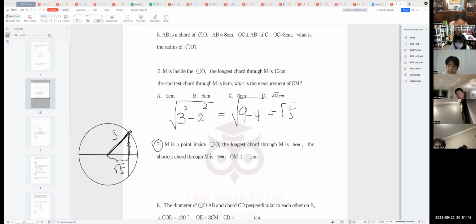Daniel did 3 squared plus 2 squared. Oliver, do you understand? Which part don't you understand? The square root. You don't understand what the square root is? Oliver? Okay. How do you get the square root?